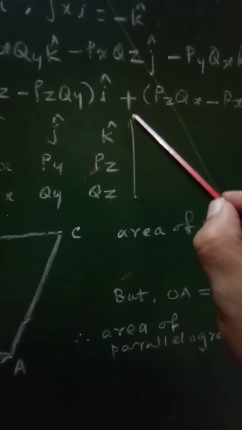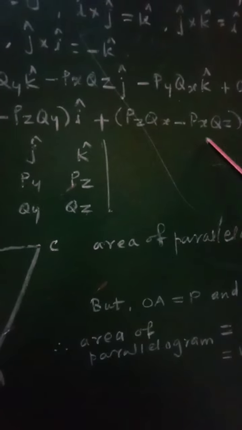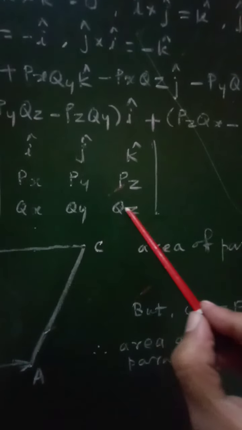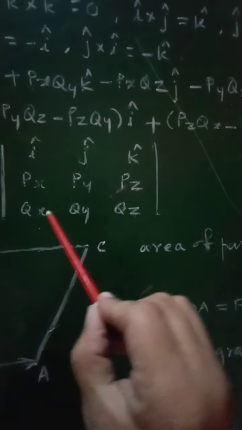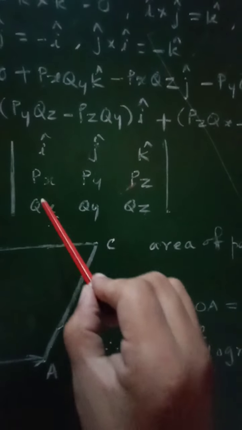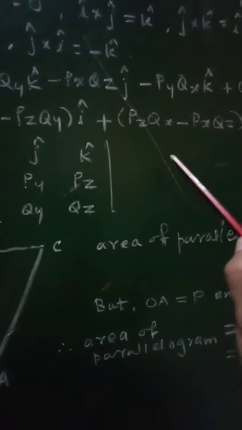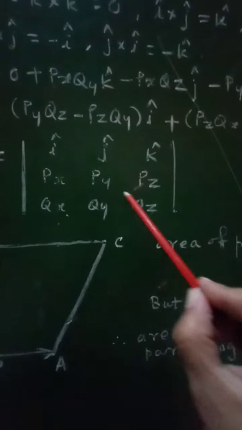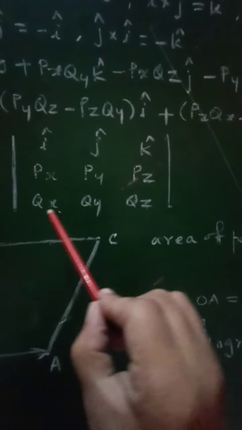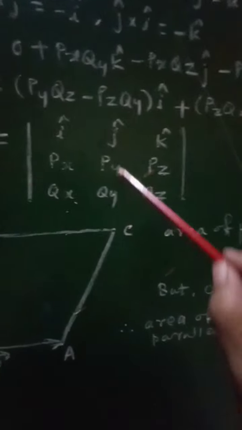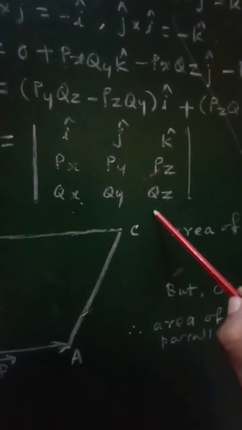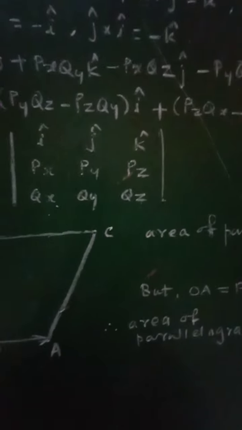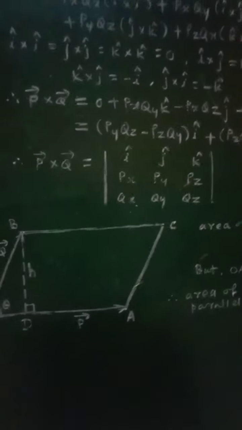Similarly, plus j is taken common here, j into Pz Qx. So for j, this row will be cancelled, then these products will be taken, but here the product will be reversed, that is Pz Qx minus Px Qz if j is taken as positive. If j is taken as negative, then the product will be Px Qz minus Pz Qx. Similarly for k, k into Px Qy minus Py Qx will be written. So like this, that determinant will be simplified.